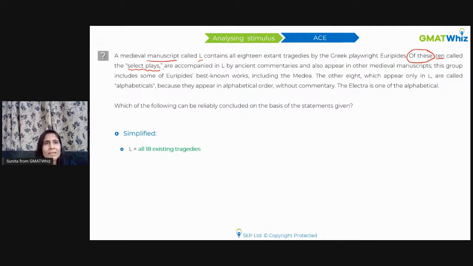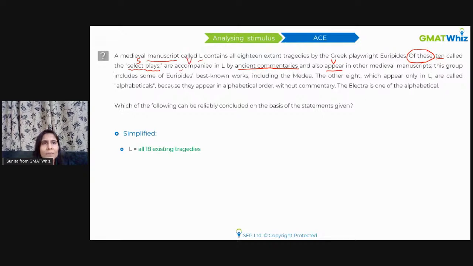These select plays are accompanied by ancient commentaries, and also appear. Now appear is a verb here. What appear, if I ask myself that question? These select plays are accompanied by ancient commentaries.